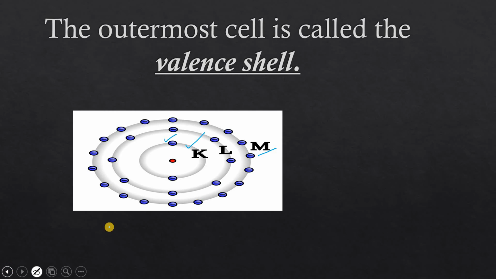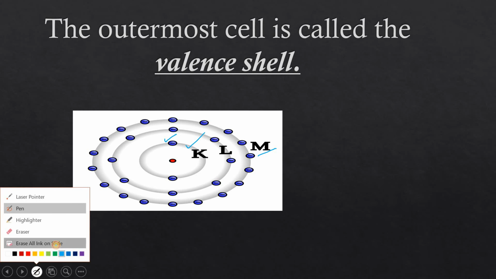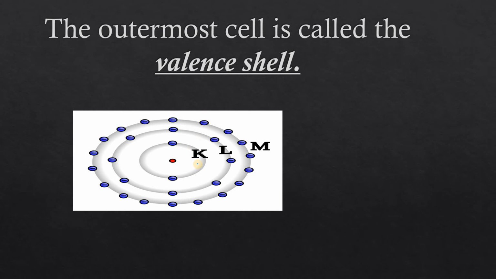The formula is 2n square. Now what is this n? Here n is the number of the shell from the nucleus. The number of the shell from the nucleus means, for example, here, K, L, and M.